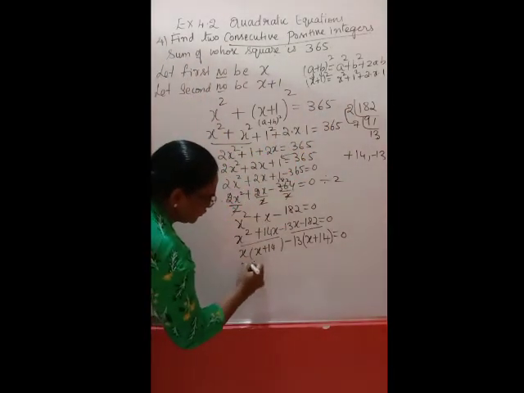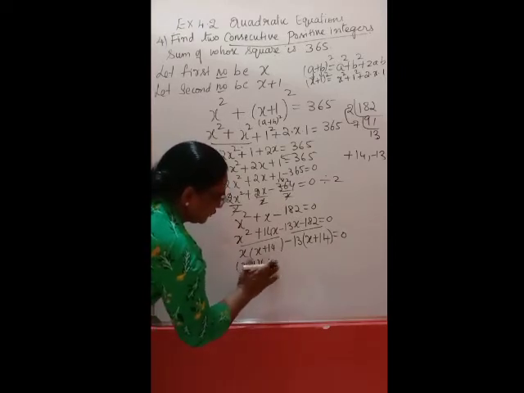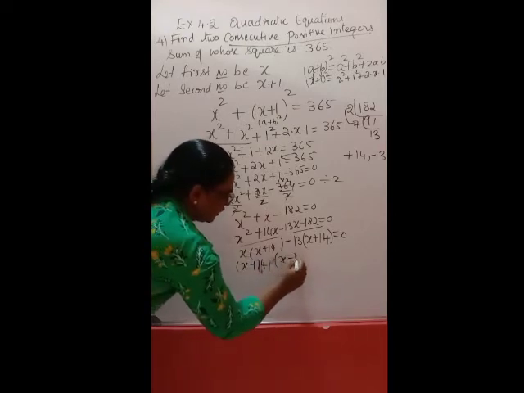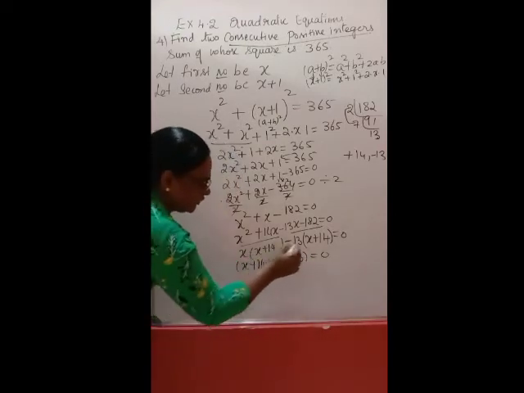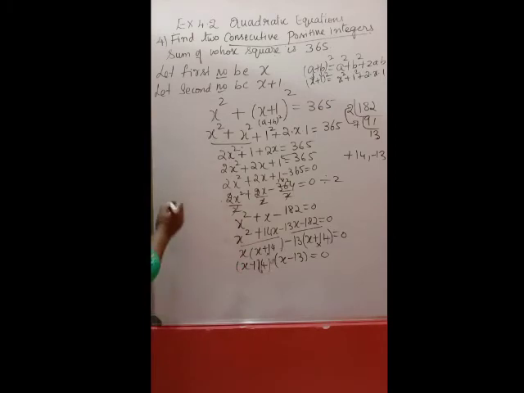Now x plus 14 is one factor and x minus 13 is the other factor. See, this is common, I have taken out, and this x minus 13 is common. Next, I will continue here. So x plus 14 is equal to 0, x is equal to minus 14. Second factor, x minus 13 is equal to 0, x is equal to plus 13. So the x value you got is 13.